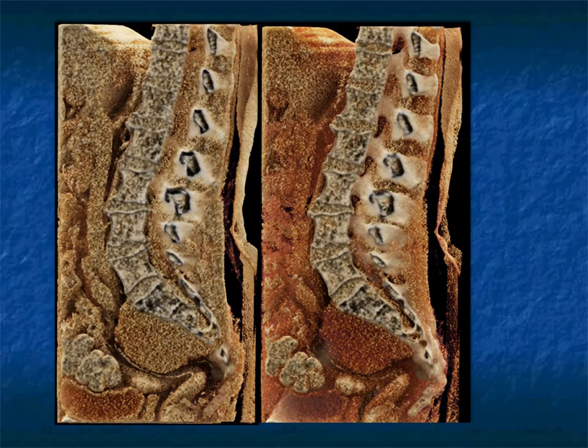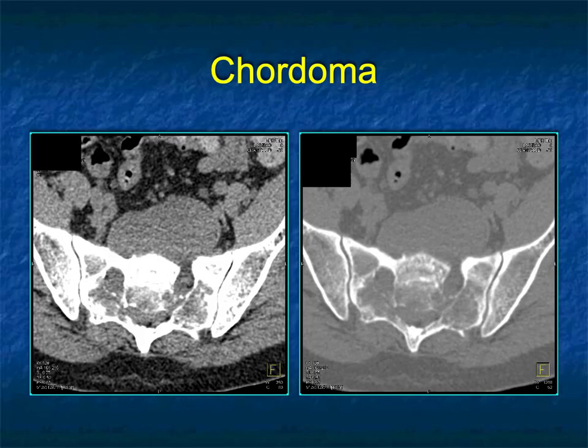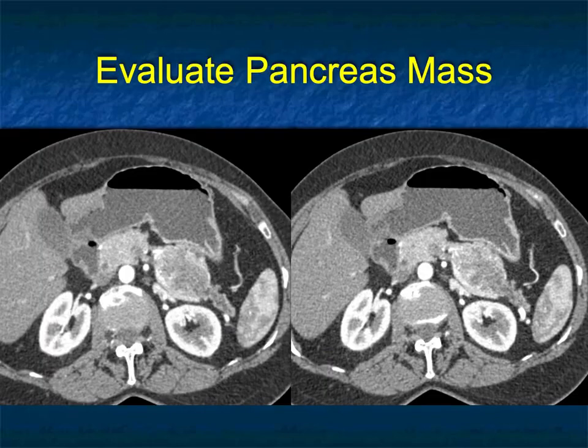There it is again on the cinematic. Just a beautiful case of a chordoma. Chordomas occur at the C-spine, but more commonly in the sacrum. And this is just a beautiful example of a chordoma.